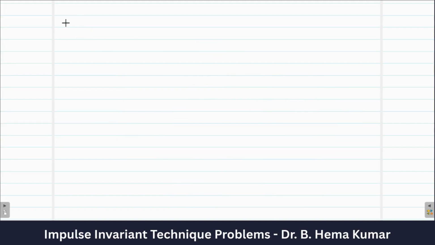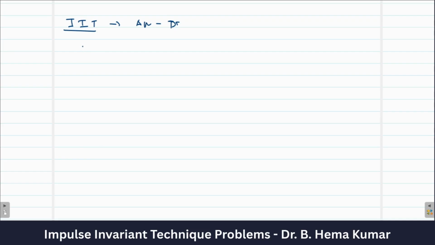Okay, we have seen that the IIT technique is very effective. It is converting your analog transfer function into a digital transfer function. But there are some problems in the impulse invariant technique. We'll see what the problem is.